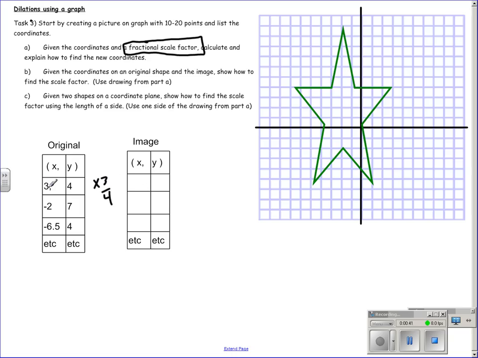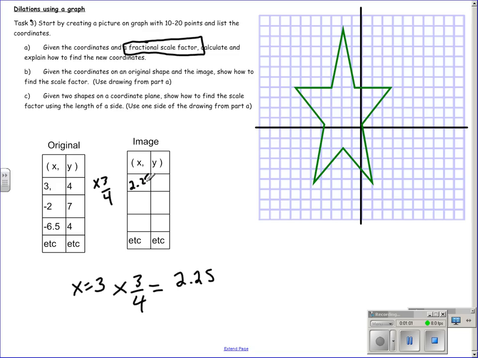So if I take the x coordinate, that's equal to 3, and if I multiply that by 3/4, you may do it on a calculator. 3 times 3 is 9. 9 divided by 4 is 2.25. That is going to be your new x coordinate.